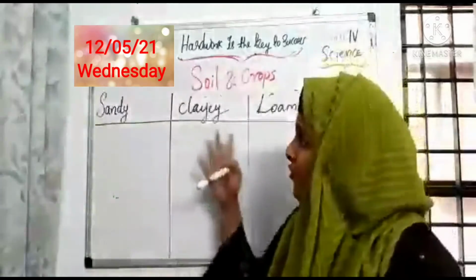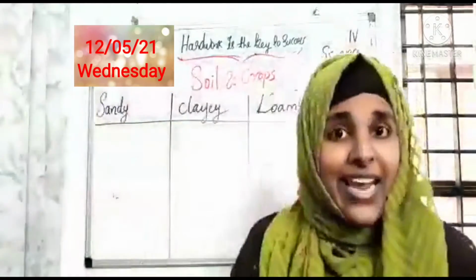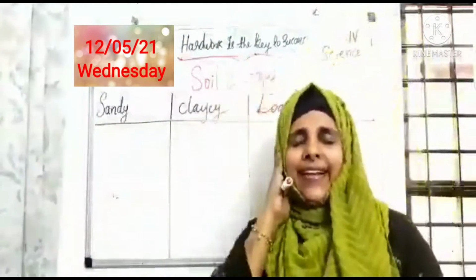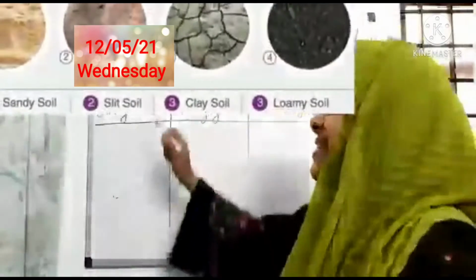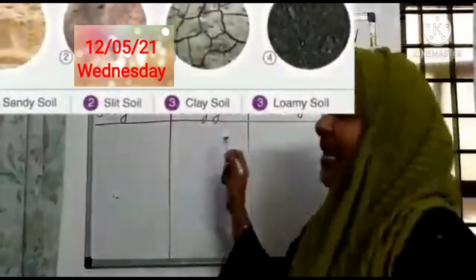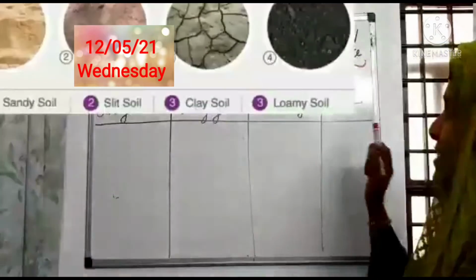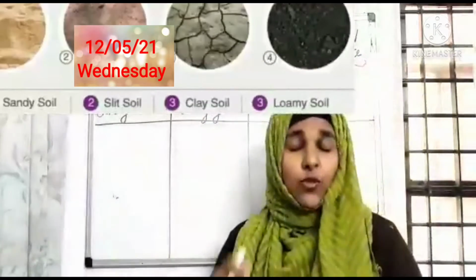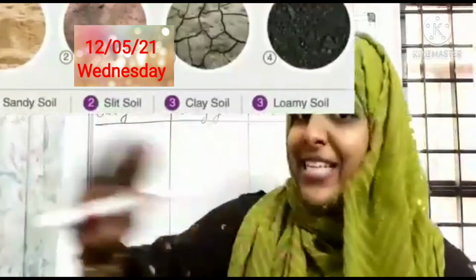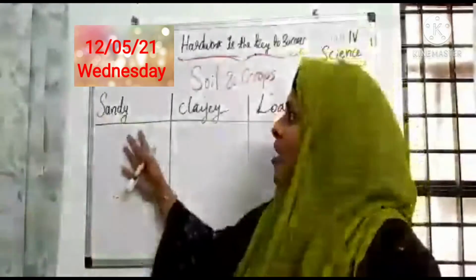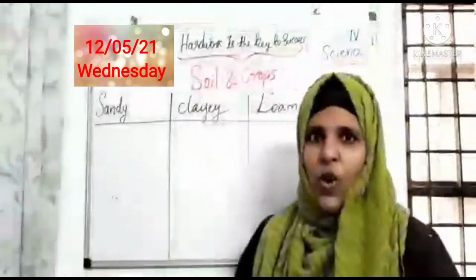Students, what are the 4 different types of soil? Let's say it loudly. I couldn't hear it. Say loudly. What are they? Sandy soil, then clayey soil, then loamy soil, and silty soil. Okay, you have to say it loudly. Then only your pronunciation will be okay. So first let's check about the sandy soil.